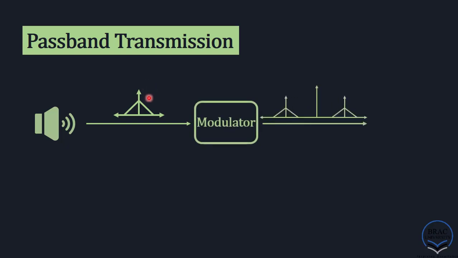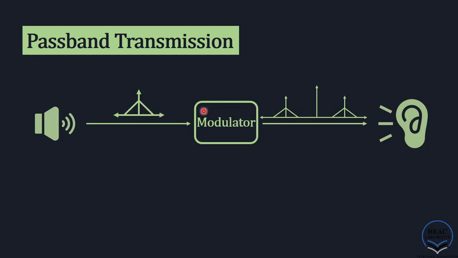In the case of passband transmission, unlike baseband transmission, some change to spectral contents takes place. The baseband signal is modified with high frequency carriers, and the modulation process shifts the baseband signal to a higher frequency range. So the original signal from the source first reaches the modulator, and the modulator then changes the spectral components of the signal.